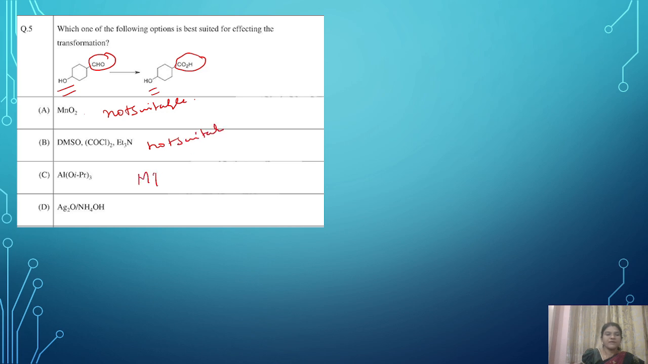This is MPV, Meerwein-Ponndorf-Verley reduction. Okay, this is reduction, but here oxidation is involved. Therefore, this is also not suitable. Then the final one is Tollens reagent. Okay, all of you know the Tollens reagent specifically oxidizes the aldehyde group into the acid group. Answer is D.